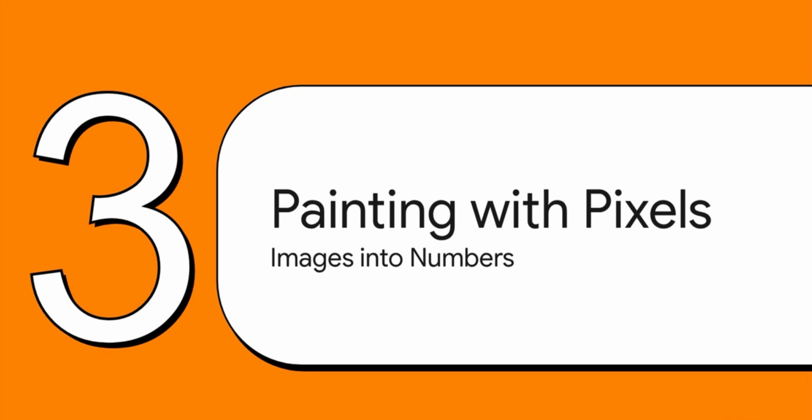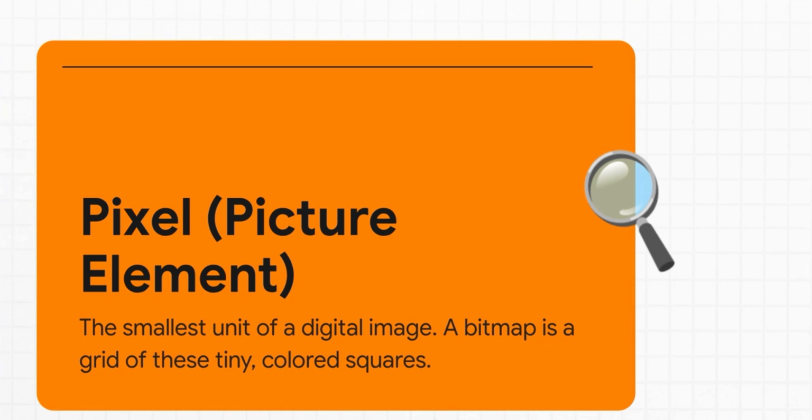So, we've covered text and sound. Now for the last big piece of the puzzle, visuals. How does a computer take a photograph with all its detail and millions of colors and turn it into numbers? Well, the approach is actually a lot like how it captures sound. It all comes down to one thing, the pixel. Pixel is short for picture element, and it's the tiniest possible dot of color that a screen can show.